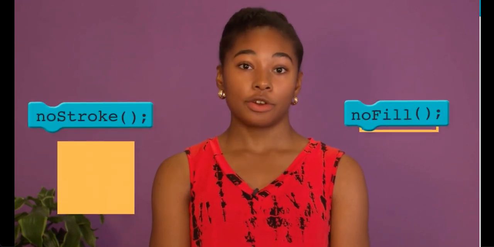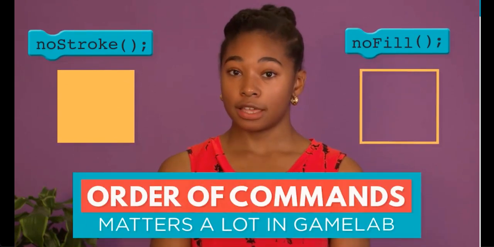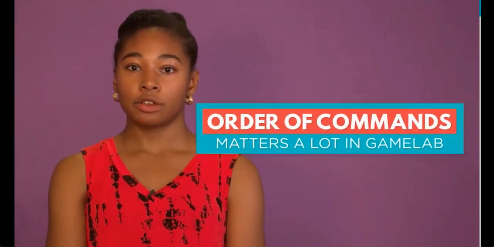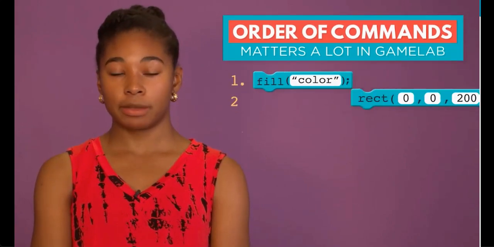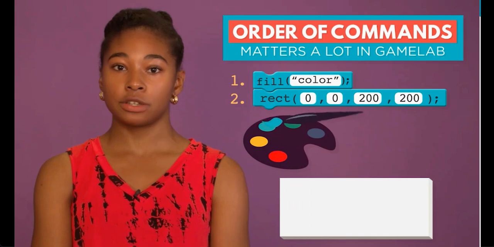If you don't want your shapes to have a stroke or a fill, you can use the no stroke or no fill commands to make it so. The order of commands matters a lot in GameLab. You need to change the color of your stroke or fill before you draw the shape. If you were drawing or painting in real life, this would be like dipping your paintbrush into your palette before drawing on the canvas.